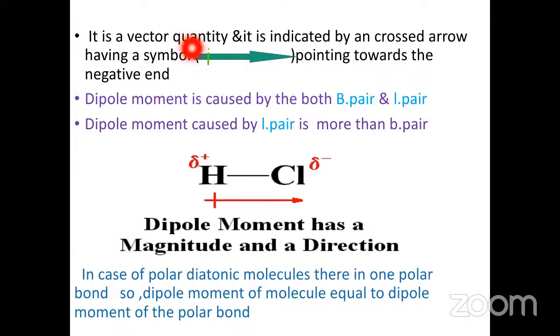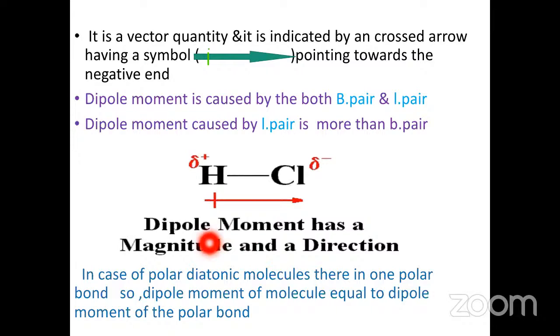The dipole moment is a vector quantity. It is indicated by a crossed arrow pointing towards the negative end. Always keep the arrow pointing towards the negative end in the dipole moment. The dipole moment is caused by both bond pairs and lone pairs, but the dipole moment caused by a lone pair is more than that of a bond pair. The dipole moment of HCl may be represented like this, with the crossed arrow pointing towards the negative end. The dipole moment has magnitude and a direction.